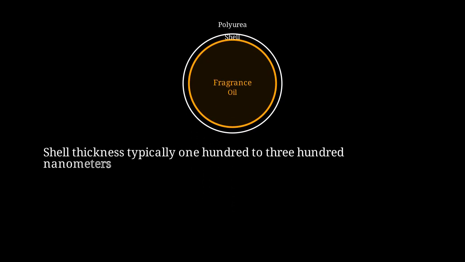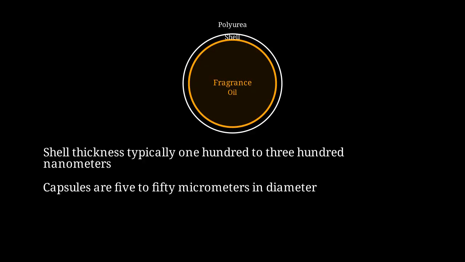The shell thickness is typically 100 to 300 nanometers. This provides good mechanical strength while maintaining reasonable permeability. The capsules themselves are 5 to 50 micrometers in diameter, small enough to deposit on fabric fibers, but large enough to contain sufficient fragrance. For more sophisticated applications, we can create multilayer shells with different permeability in each layer.